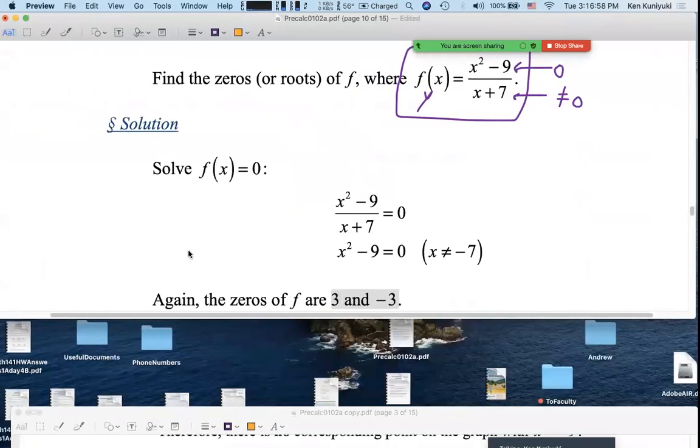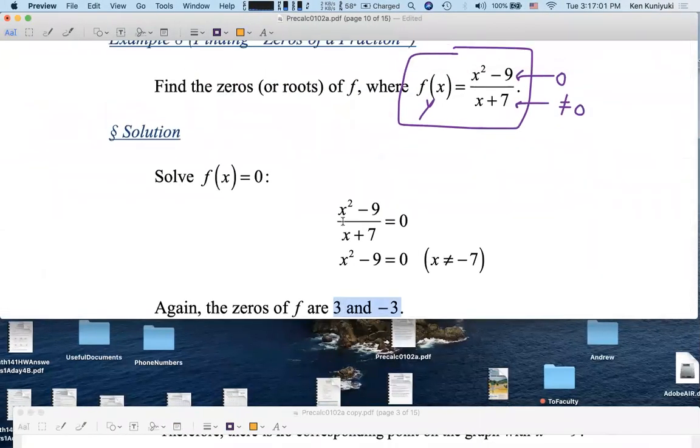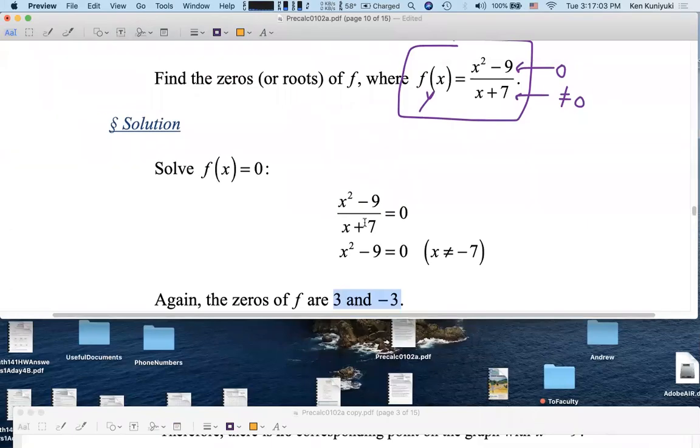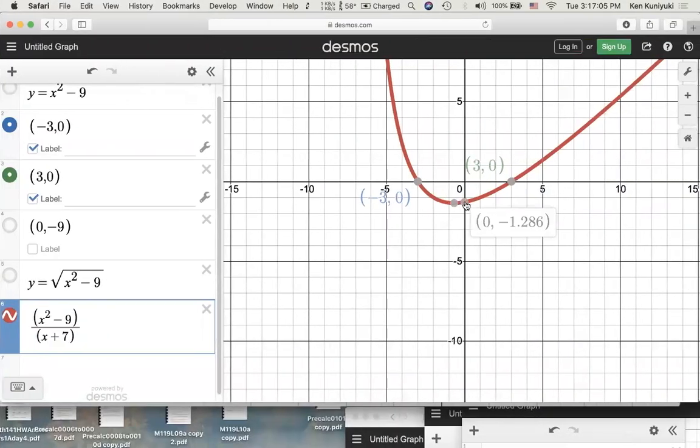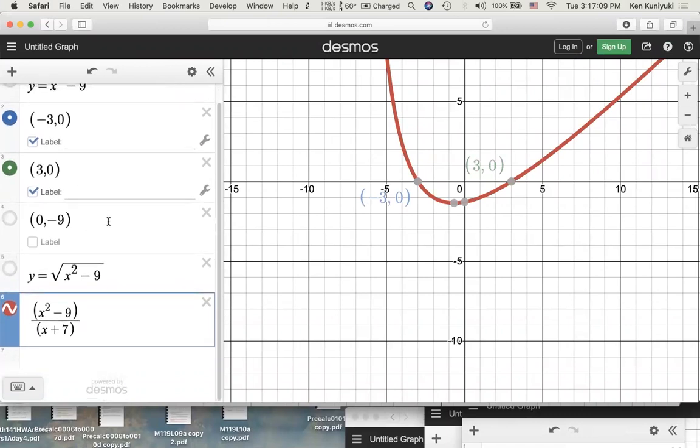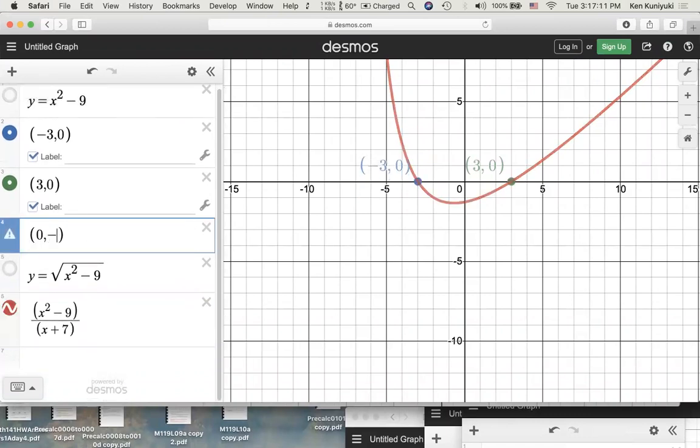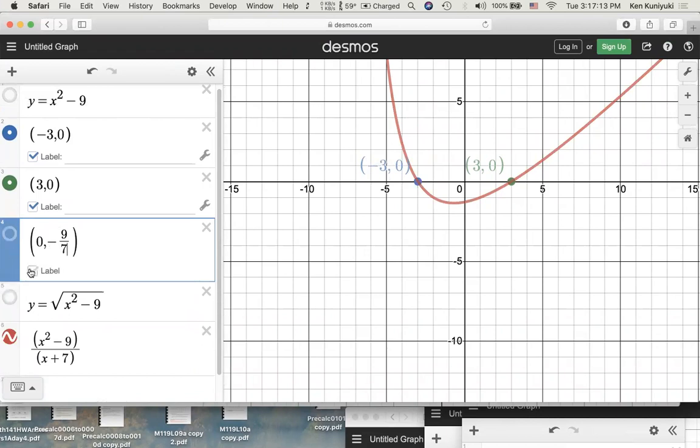To find the y-intercept, plug in x equals 0, you get -9/7. So the y-coordinate here is about -9/7. If you don't believe me, (0, -9/7), boom, the y-intercept. There you go, y-intercept. That was easier.